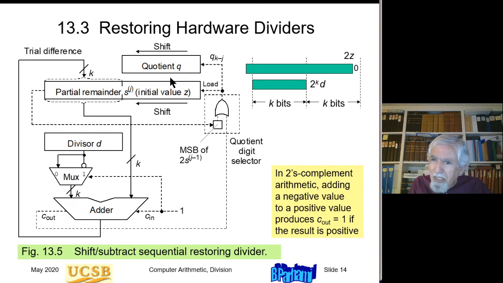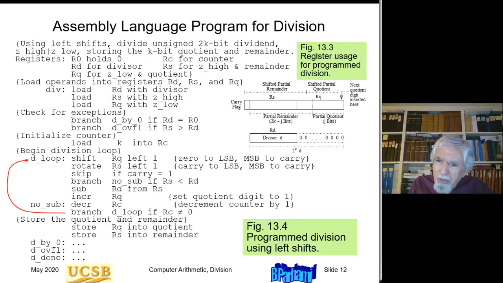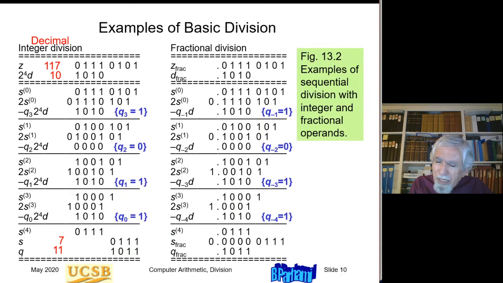So these two registers can be merged so that the partial remainder shares the space with the quotient, because as we need more and more bits for the quotient, we need fewer and fewer bits for the partial remainder. Just to make sure we understand this, let me go back to this example.